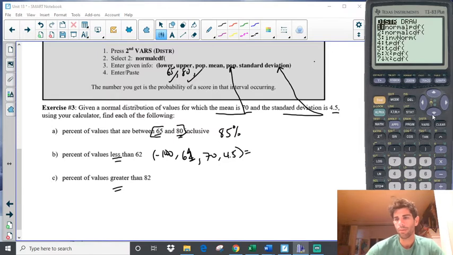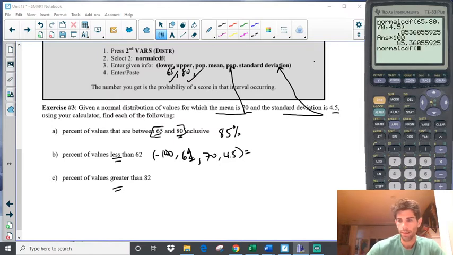So I would do second vars number 2. Then I would be doing negative 1,000. That's like negative infinity. Then I'm going to be doing 61. I didn't use 62 because it said less than. Then I'm going to be using 70, and then I'm going to be using 4.5. And then there you go.